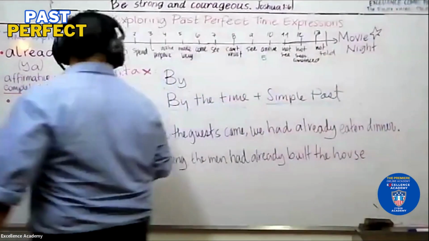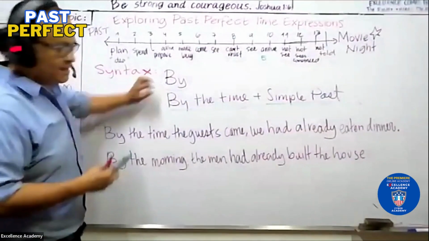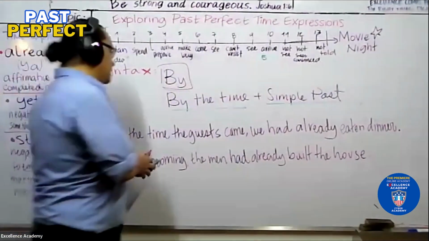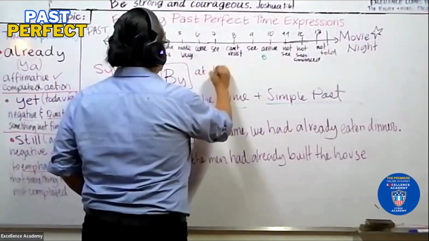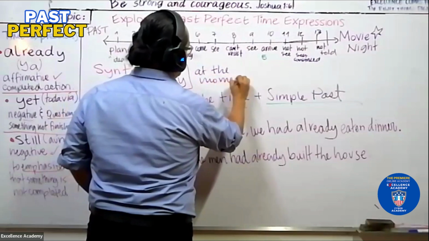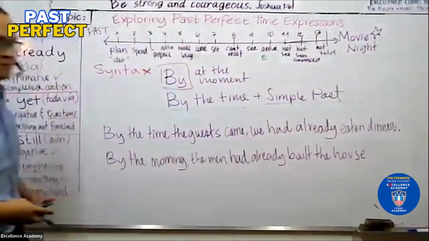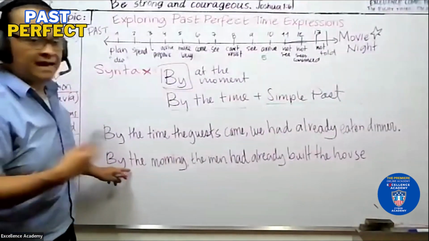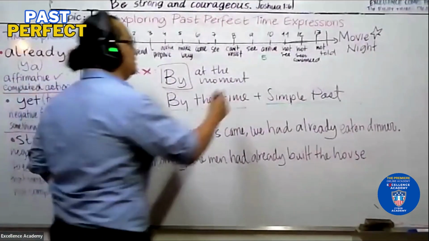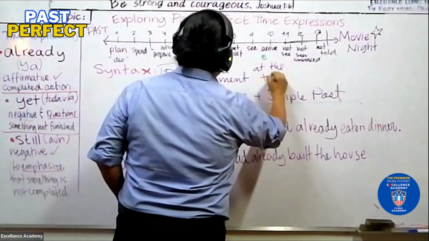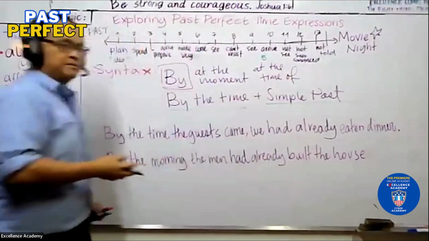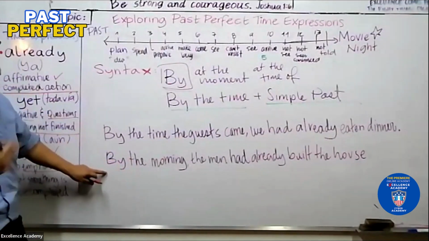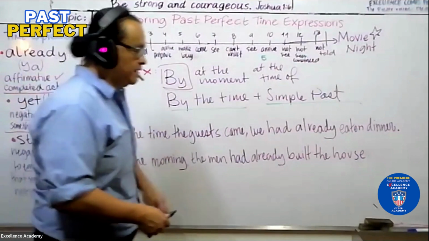Let's take a look at the first expression here. By is a preposition, right? It's a preposition that means at the moment something happened or something occurred. In this example, by the morning. So at the morning, or at the time of the morning. That's what this by means, okay? At the time the morning came, the men had already built the house.